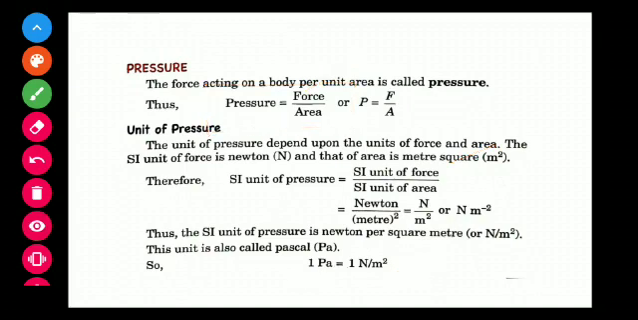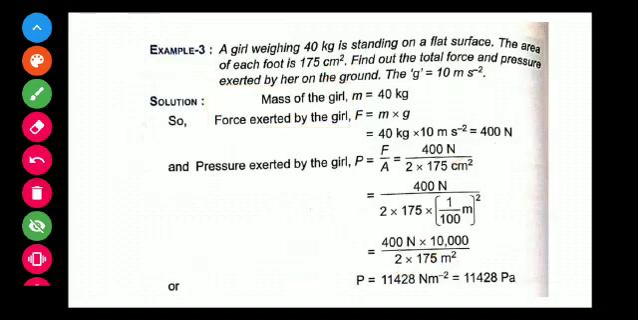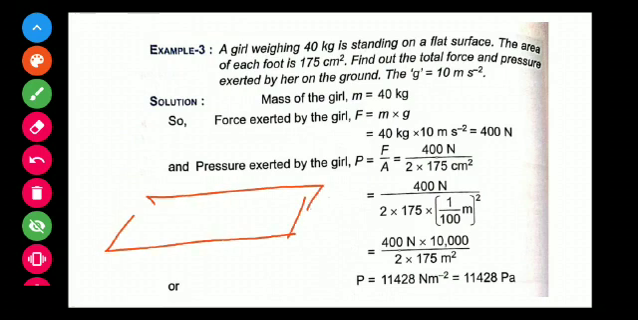Next, there is a numerical. A girl weighing 40 kg is standing on a flat surface. This is your flat surface. This is her first foot, this is her second foot. Area of each foot is 175 centimeter square, and mass of the girl is 40 kg.